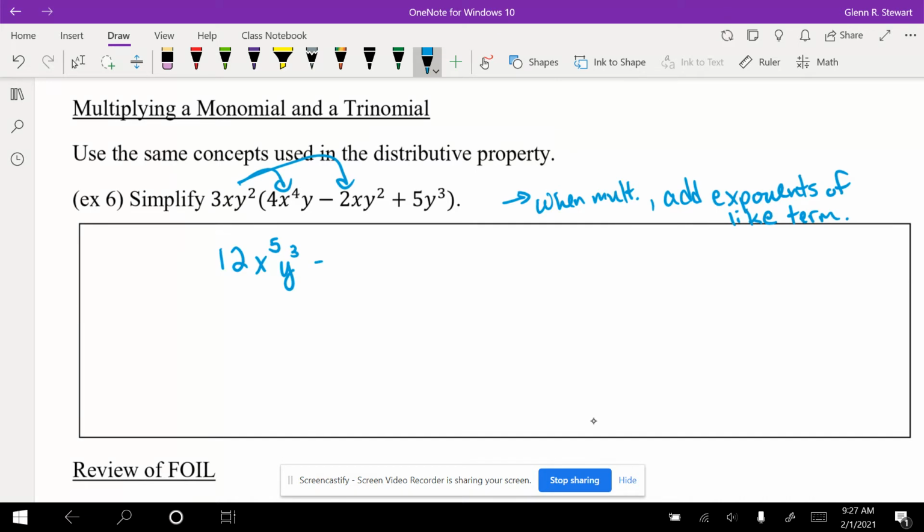Distribute again, I have negative 6. I have x and x, which then become x squared, because anytime that you have just a variable, there's always that unmentioned 1 at the top of it. And then y squared and y squared, which become y to the fourth, adding those, not multiplying. Last 3 and 5 give us 15. And then I don't have any other x's, so I'm just going to leave the one that I started with. And then y squared and y cubed become y to the 5th.